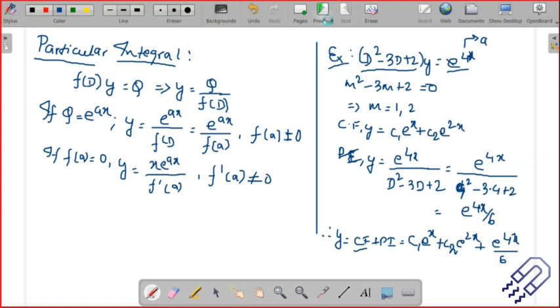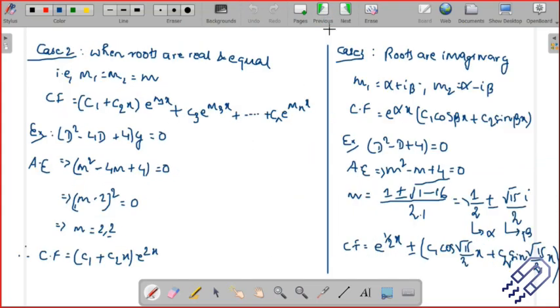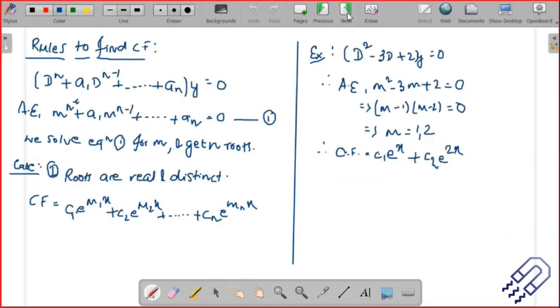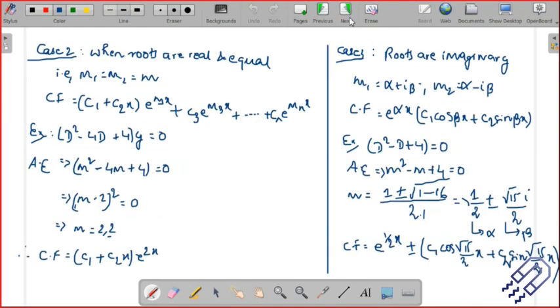I'll just repeat this if someone has missed out the last class. So this is actually the symbolic form which I told. You have d^n y/dx^n, you can write d to the power n, where d is nothing but d/dx. So if I'm writing f within bracket D, that means I'm talking about the symbolic form.